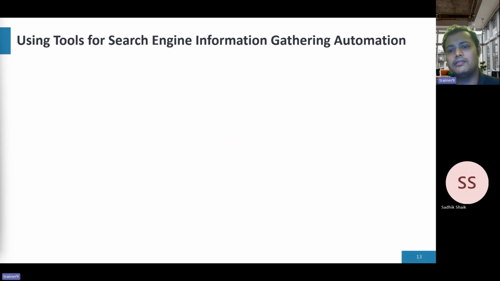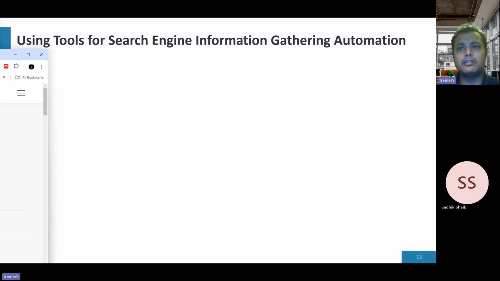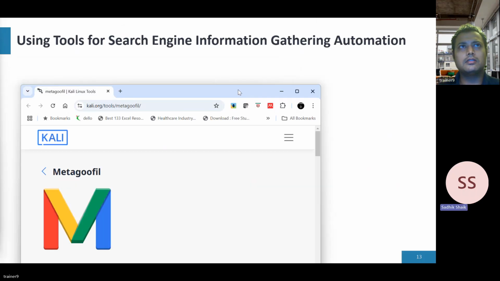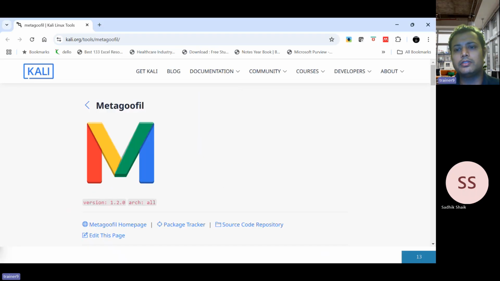Then you also have something called MetaGoofil. Again, this is also one of the things in Kali. You can use MetaGoofil for getting the information. So if you are having Kali, yes, you can use MetaGoofil. It will give you information about the document metadata and all of this.